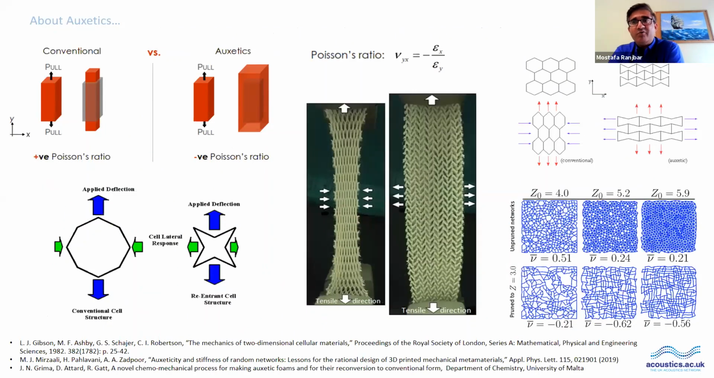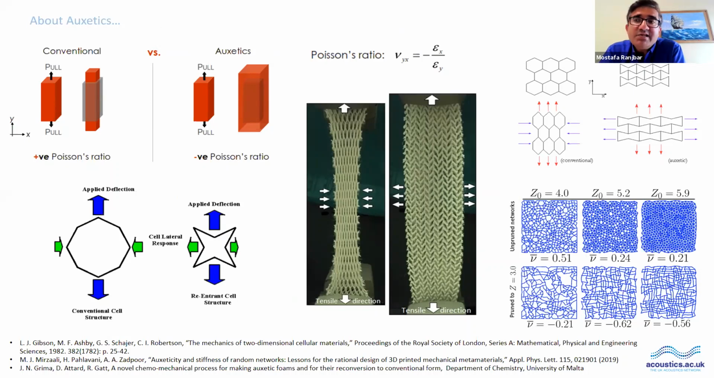So the concept of auxetics says that you need to deal with a structure with a negative Poisson's ratio. So what does negative Poisson's ratio mean? It means the material acts in reverse of normal material. That means when it is under tension, it is contracting laterally.